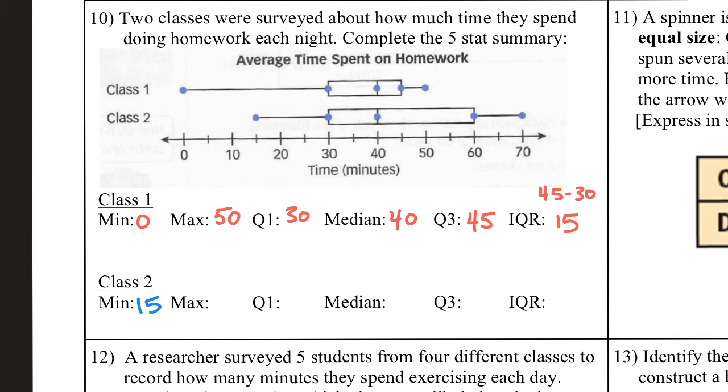And now the same thing for class 2. We're going to get 15 for the minimum, furthest left. Max, furthest right, is 70. Q1, 30. Median, that drop down line in the middle of your box, not necessarily the middle, of 40. And the right-hand side of the box is 60 for quartile 3. And now if we find the difference between our quartiles, we get 30 here. Quartile 3 and quartile 1, I should say. 60 minus 30 is 30.